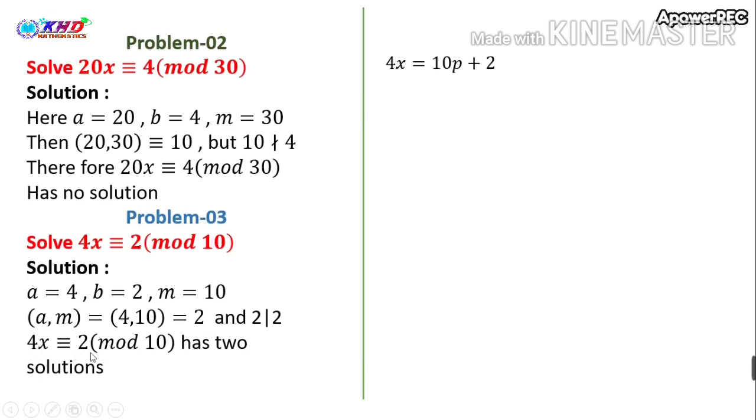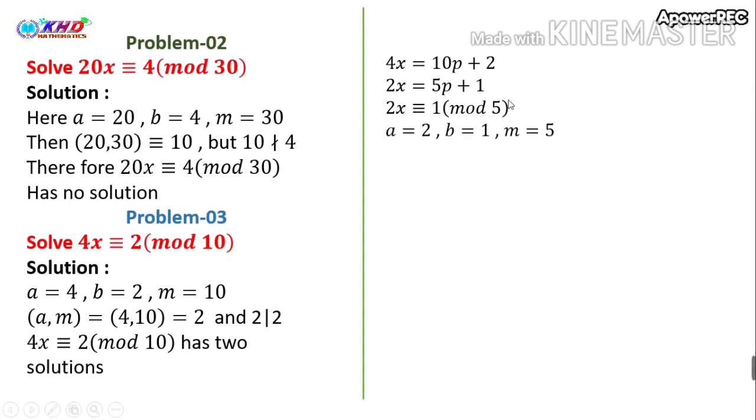4x congruent to 2 mod 10 can be written using the division algorithm, that is 4x is equal to 10p plus 2. Take 2 common on the right hand side and cancel with the left hand side, we get 2x is equal to 5p plus 1. That is nothing but dividing this equation throughout by 2. So this can be written in congruent form as 2x congruent to 1 modulo 5.